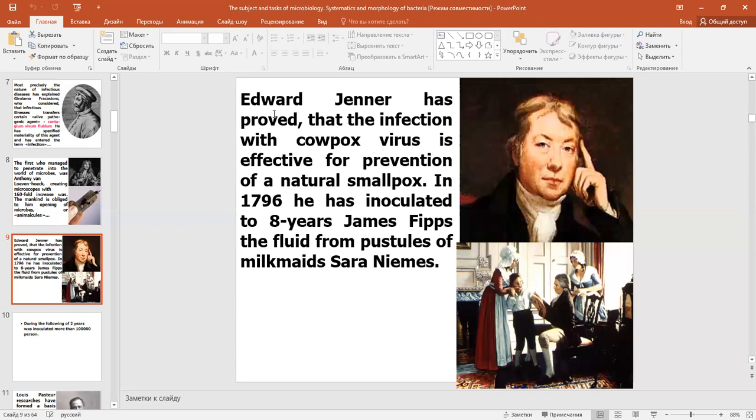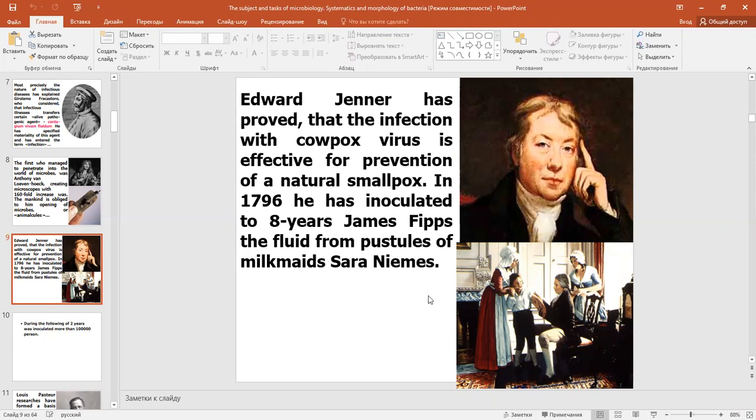He didn't know that it was a virus. He realized that some microbes are transmitted, and he made this attempt. He took some specimen from the pustule of the milkmaid, the woman who took care of cows, and injected it into the skin of this boy. He didn't develop a theory of vaccination, but really it was the first time in medicine when a person was vaccinated. He protected many people by this procedure, but he did not describe the scientific theory. He was a doctor.